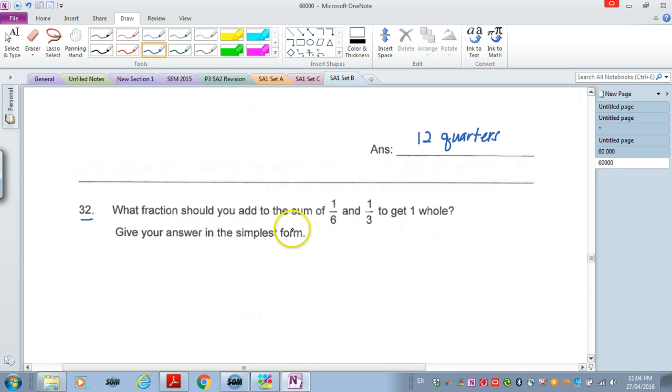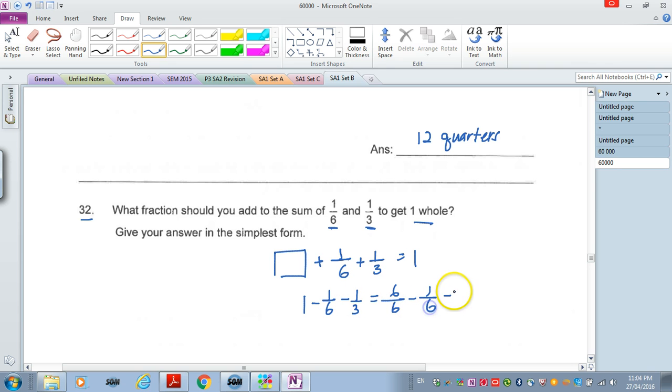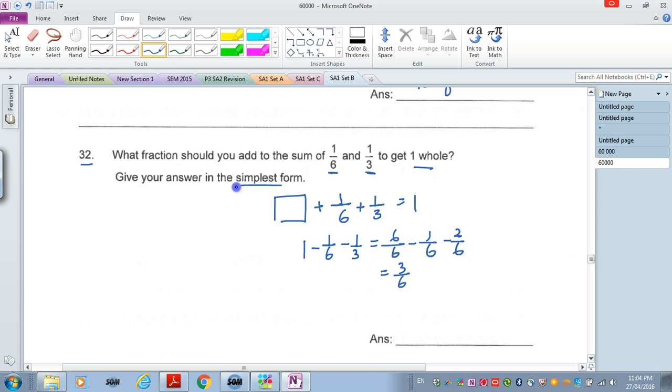Question 32. What fraction should you add to the sum of 1/6 and 1/3 to get 1 whole? So I don't know what the fraction is. I will add to 1/6 and 1/3 to get 1 whole. Alright, so I take 1 whole minus 1/6 minus 1/3. 6/6 minus 1/6 minus 2/6. My answer will be 3/6. The answer requires me to give it in simplest form, so my answer would be a half.